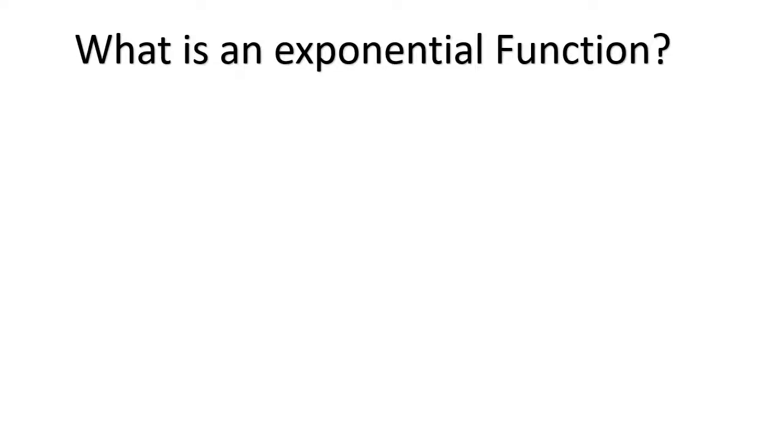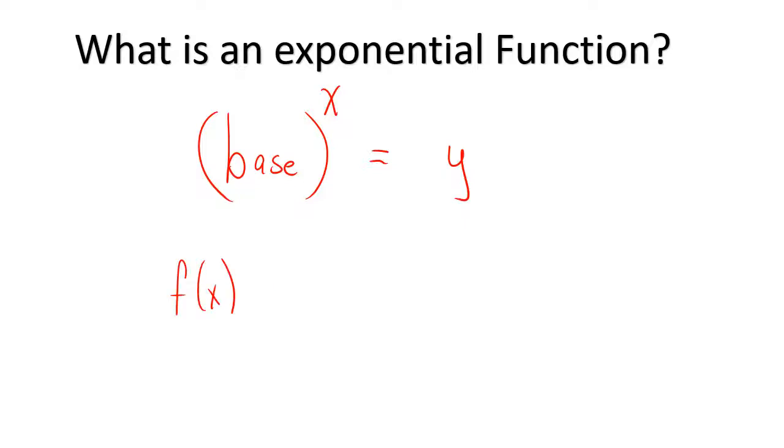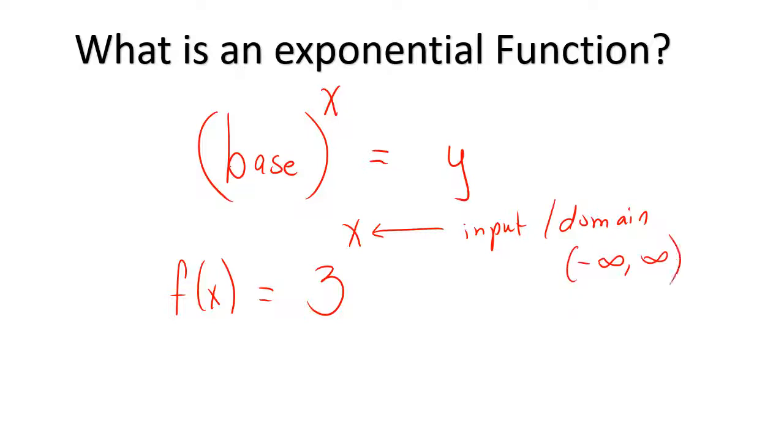Now, what really is an exponential function? An exponential function will have a base, and it will be raised to an exponent we'll call x, and that will equal our output. So many times the function may be written as f of x equals 3 to the exponent x, where x would be your input value or your domain element. Since that domain is an exponent, the domain is always negative to positive infinity.